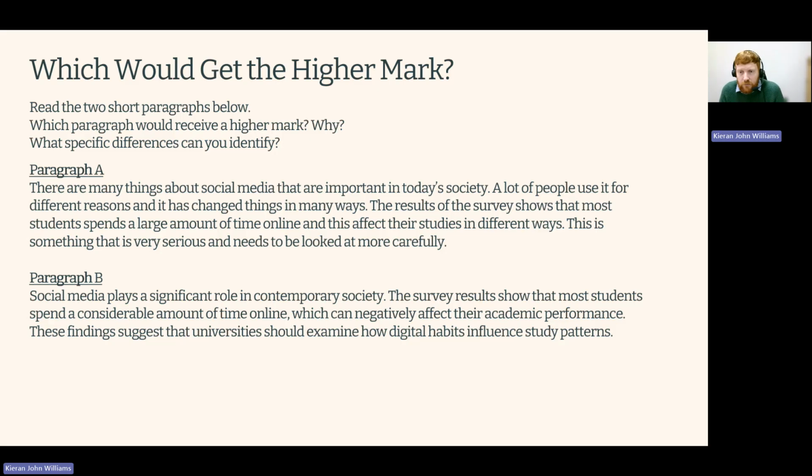Think like a marker. What would you reward and what would you criticize? So take a couple of minutes, have a look at both of them, look at the pros and cons, the strengths and weaknesses, and decide which one would get the higher grade and why. And then we'll check the answers afterwards.